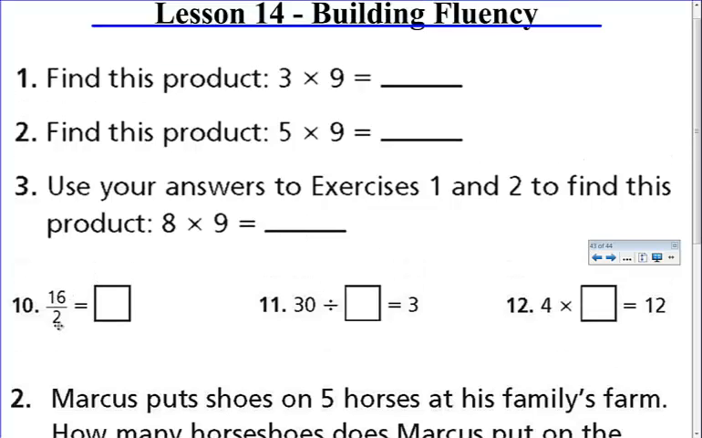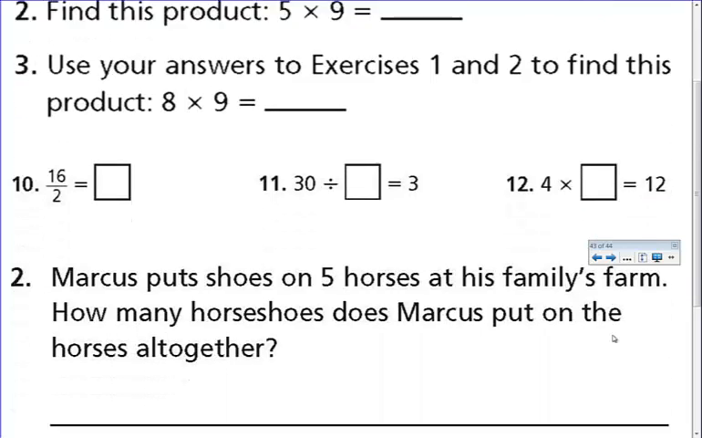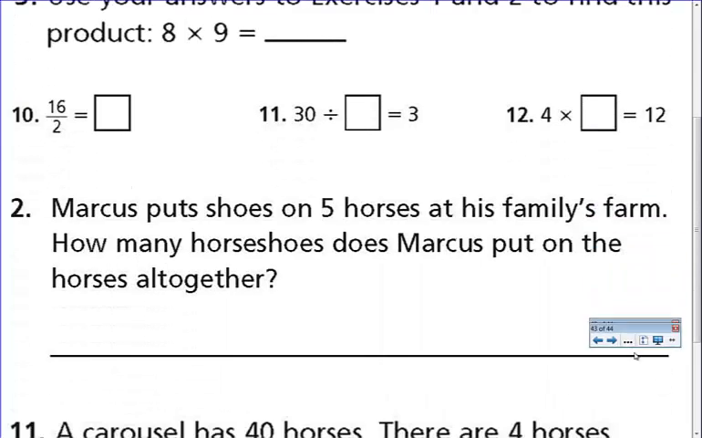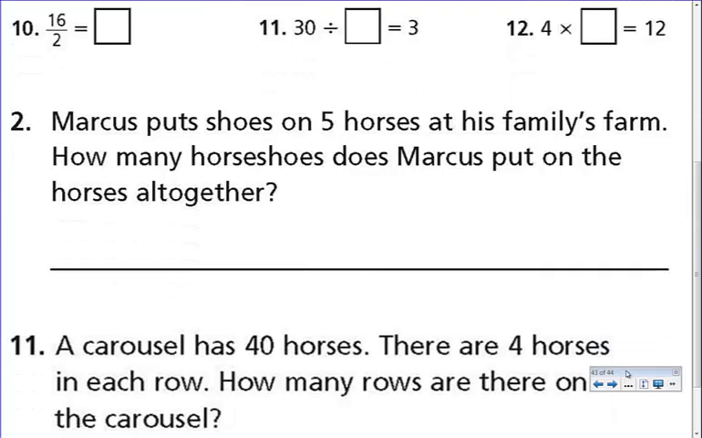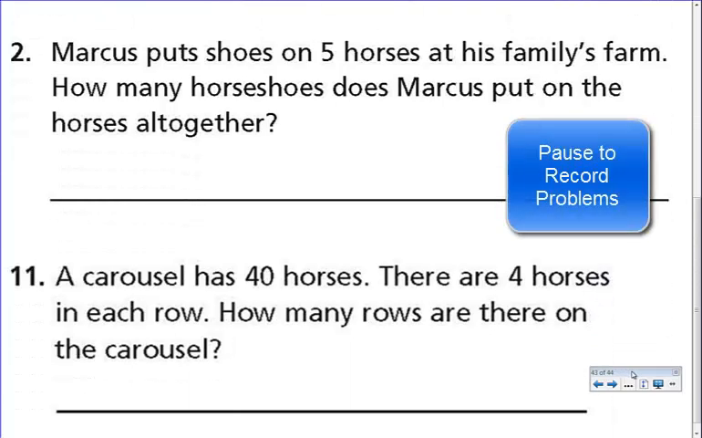16 divided by 2. 30 divided by something equals 3. 4 times something equals 12. You have 2 story problems. Marcus puts shoes on 5 horses at his family's farms. How many horseshoes altogether? A carousel has 40 horses. There are 4 horses in each row. How many rows are there on the carousel?